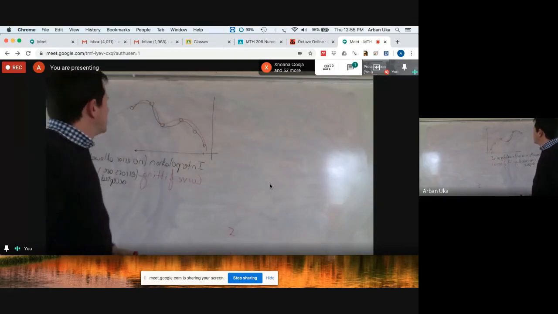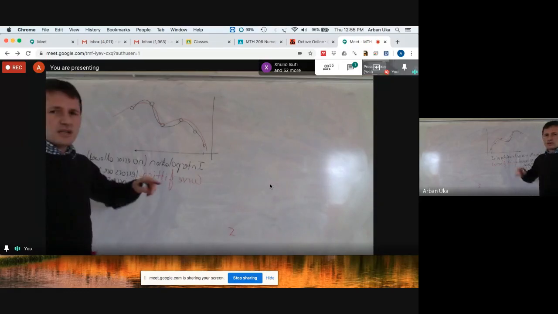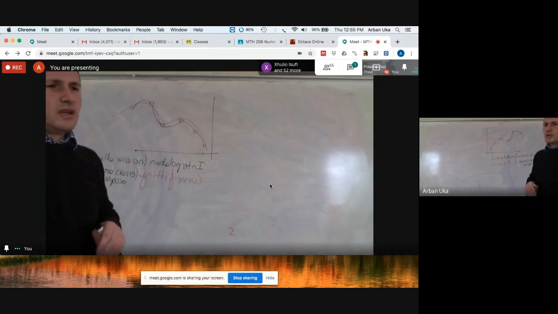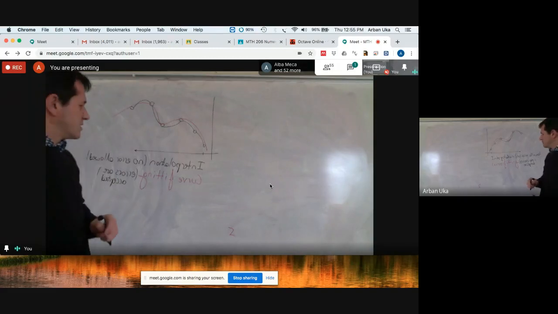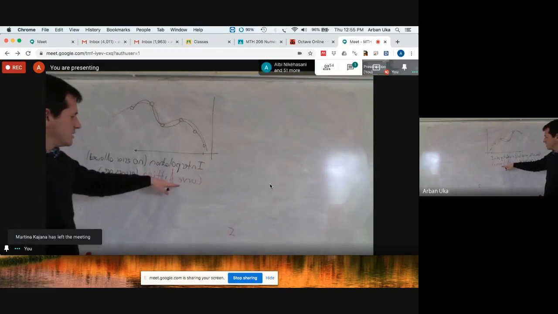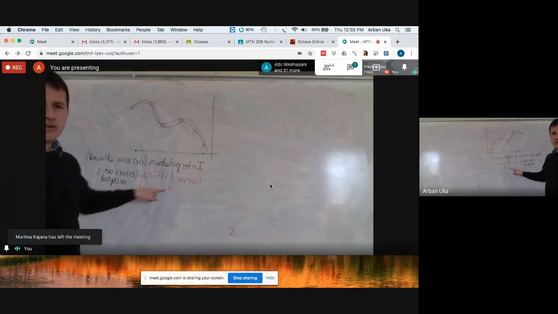So this would be the interpolation. But curve fitting tries to draw a general curve, which does not even have to pass through all of the points. Now, reasonably speaking, curve fitting is mostly used, okay?